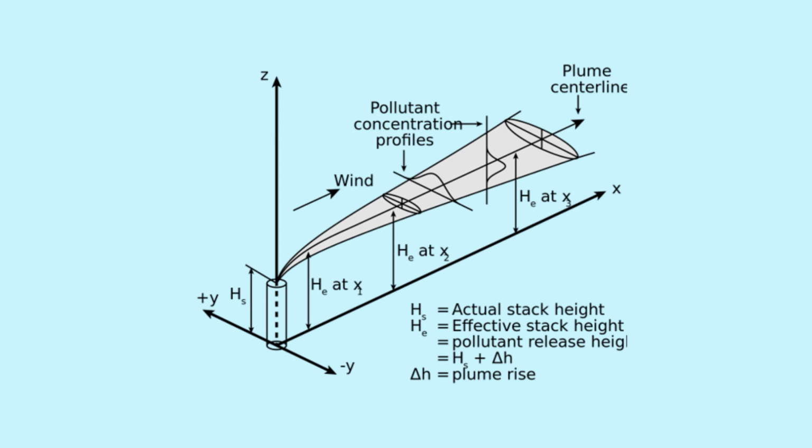So in the picture here you can see, as it moves towards the x direction, the pollutants get dispersed, and the bell-shaped curve enlarges as it goes towards the x direction. So the dispersion from the source towards the x direction happens horizontally mostly, and also vertically. So as the distance increases, so does the dispersion.